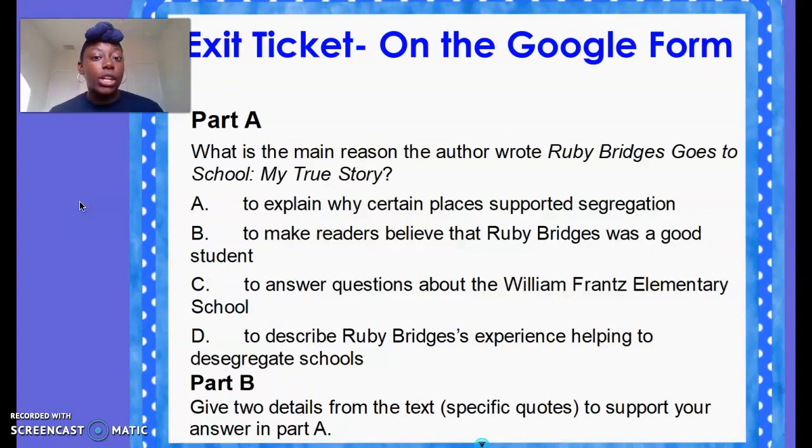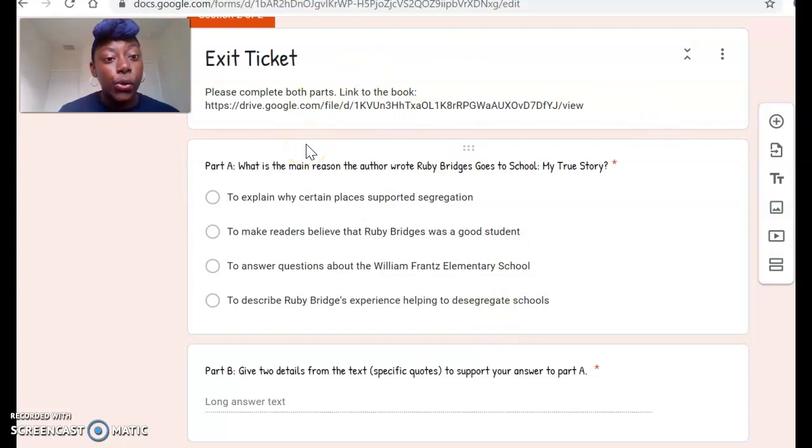For your exit ticket, you're answering part A and B. Part A says, what is the main reason the author wrote Ruby Bridges Goes to School, My True Story? So this is where it's multiple choice and you're choosing an answer. Then in part B, you're giving 2 details from the text to support your answer. And those details need to be specific quotes from the text. I want you using text evidence to connect your answer from part B to part A. This is what it looks like on your Google form.